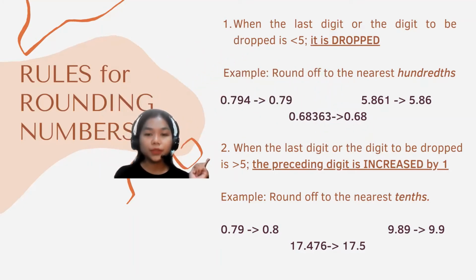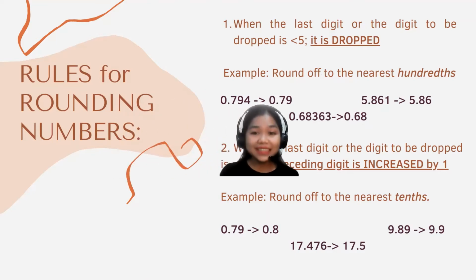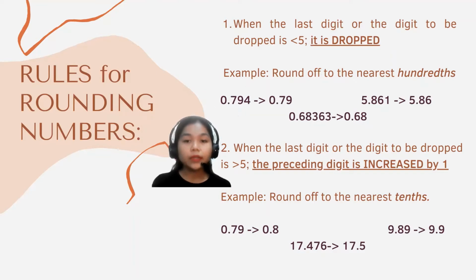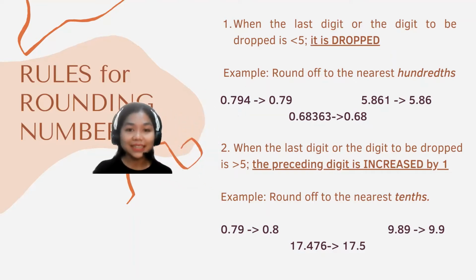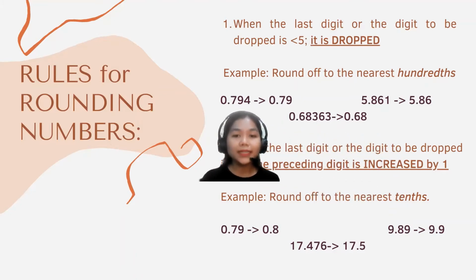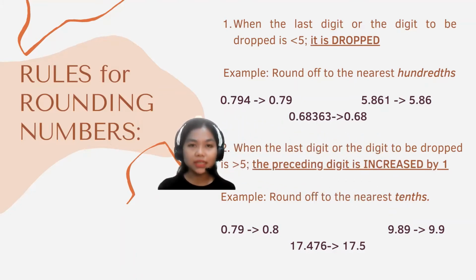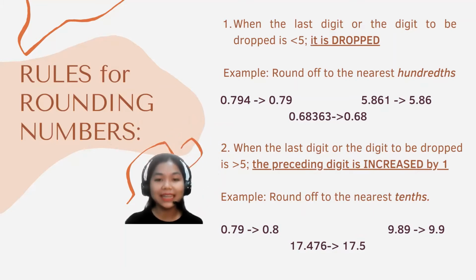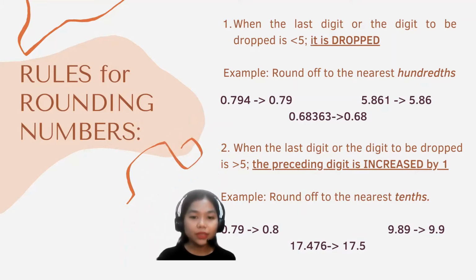Okay. Rule number 2 is this one. When the last digit or the digit to be dropped is greater than 5, the preceding digit is increased by 1. So simply saying greater than 5, it should be added with 1. Let's have this as an example. If earlier we were tasked to round off the numbers to the nearest hundredths, now we are required to round off the numbers to the nearest tenths.